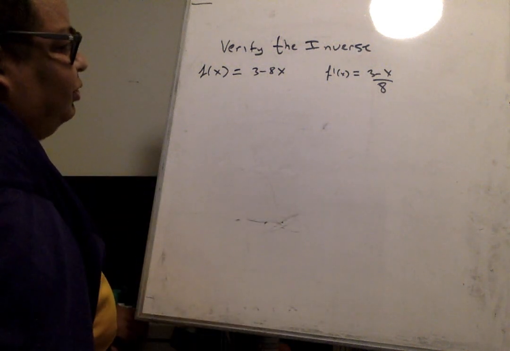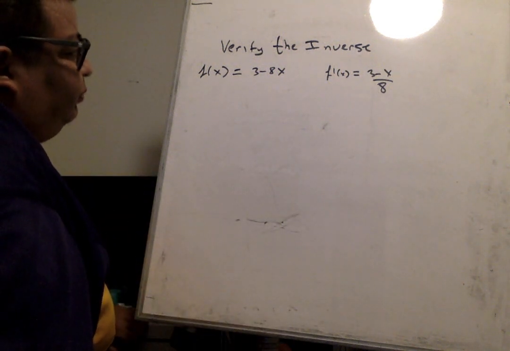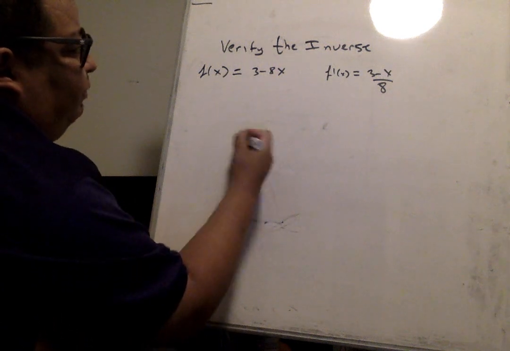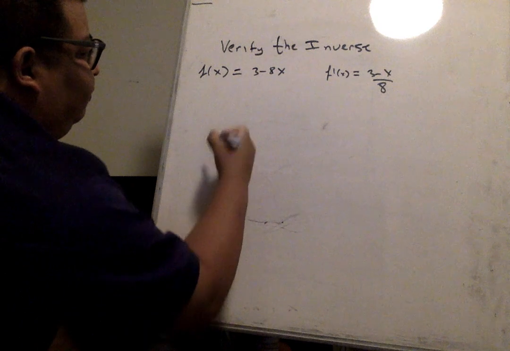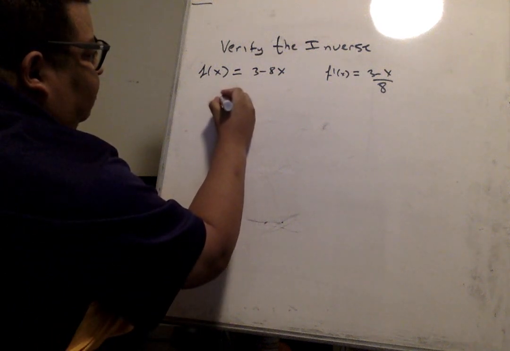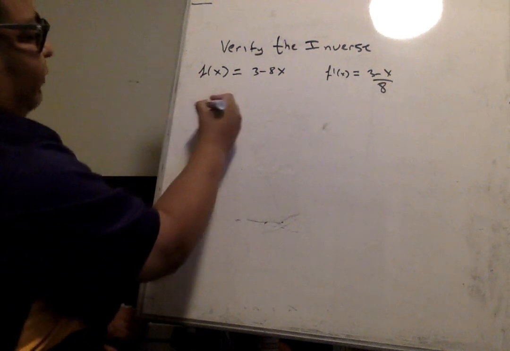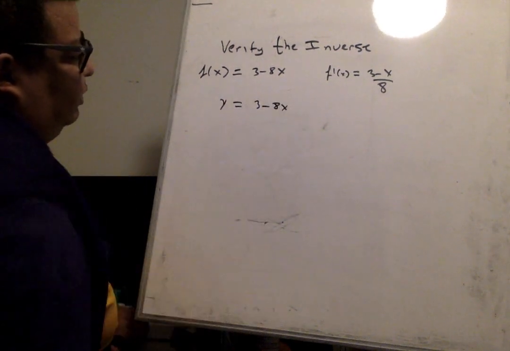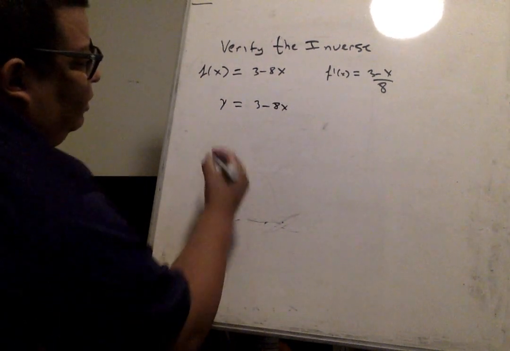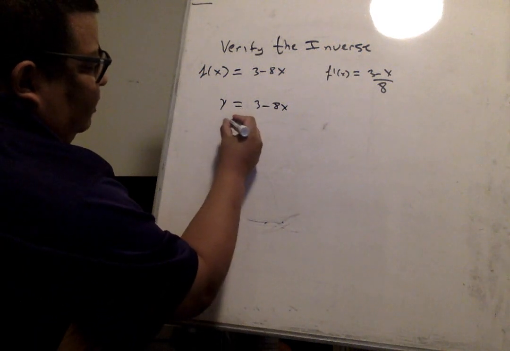First I want to teach you how to find the inverse of a function before we verify it, so that you know where we get this inverse. The way you do it is like this. You let f of x equal y, and you leave the others the way they are. Then you solve for x.